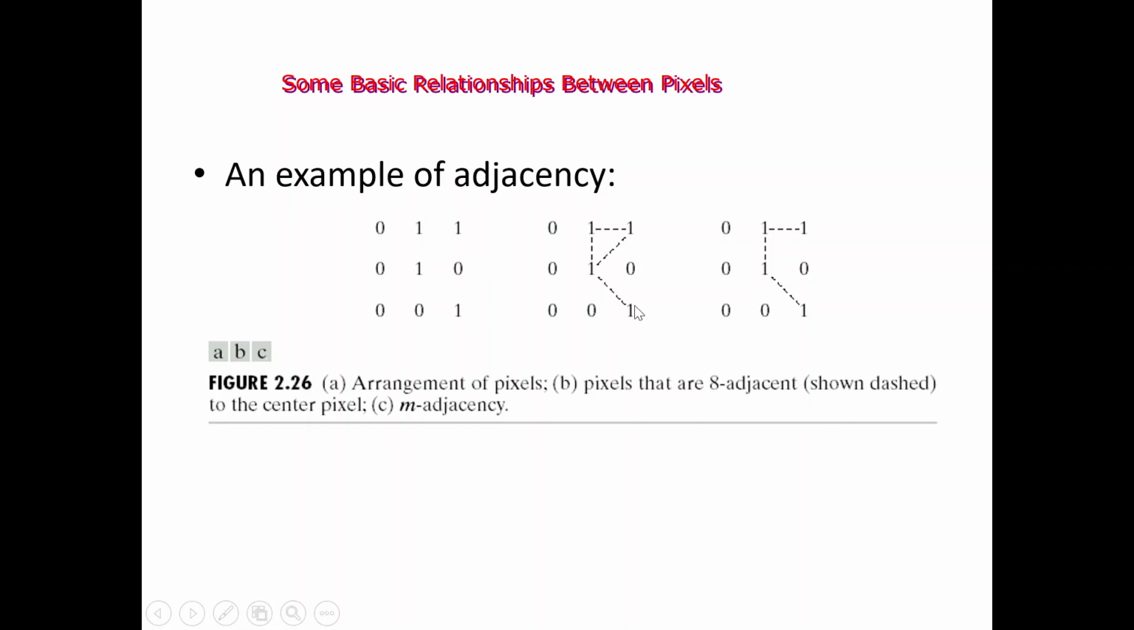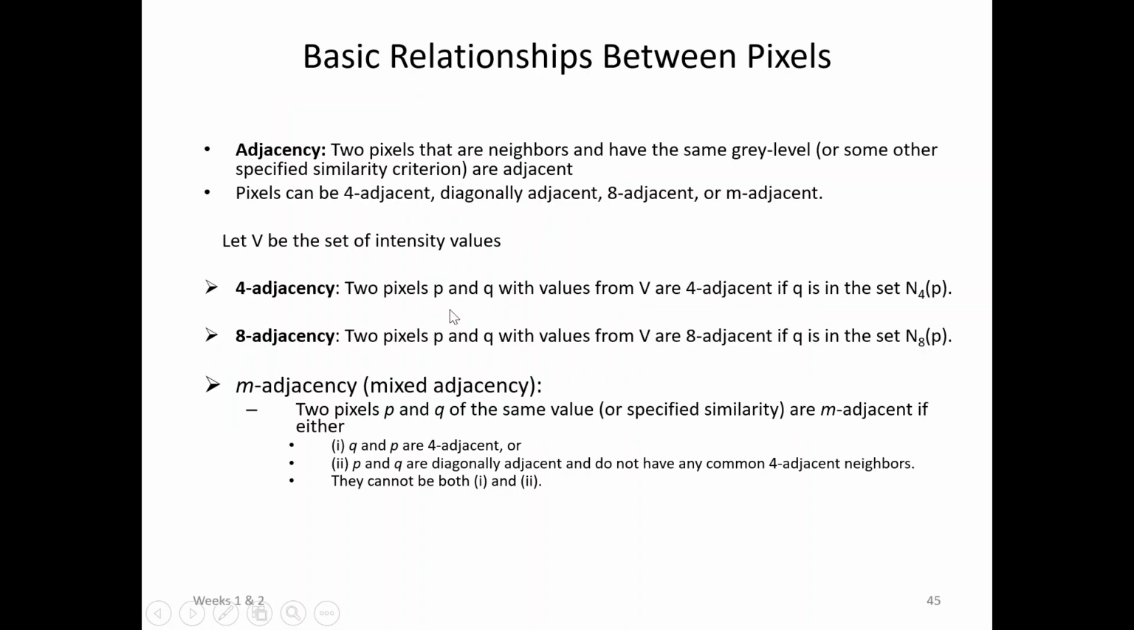Okay, so it means that is 8 adjacent. And if we are talking about the M adjacency, what is the condition of this M adjacency? That is mixed adjacency. Two pixels P and Q of the same value are M adjacent if either one of two conditions is satisfied.